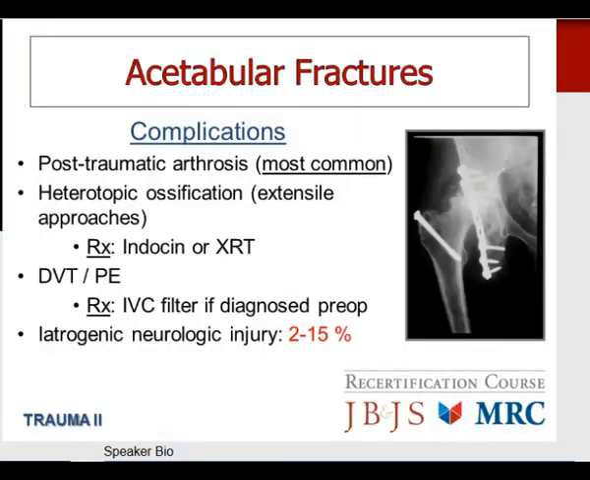Complications of acetabular fractures: post-traumatic arthrosis is by far the most common complication. Heterotopic ossification, as we mentioned, is much more common with the extensile approaches and also with the Kocher-Langenbach posterolateral approach. The prophylaxis for HO is either Indocin or radiation therapy. Both have been shown to be equally effective. Thromboembolic complications are significant with these injuries, and if a patient is diagnosed preoperatively with a thromboembolic complication, they should be treated with an IVC filter preoperatively. And then there is the risk of iatrogenic neurologic injury, anywhere from 2 to 15%, as we discussed.